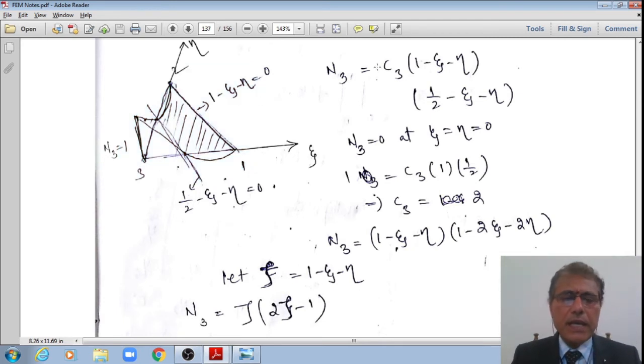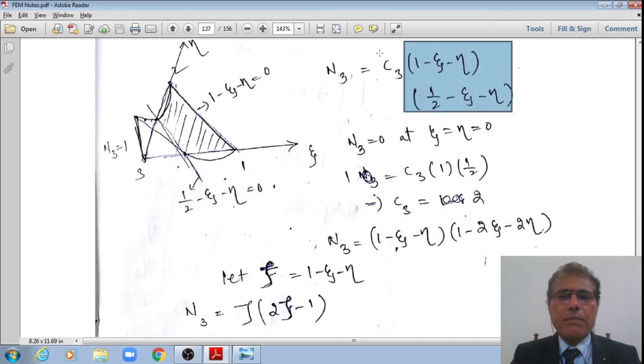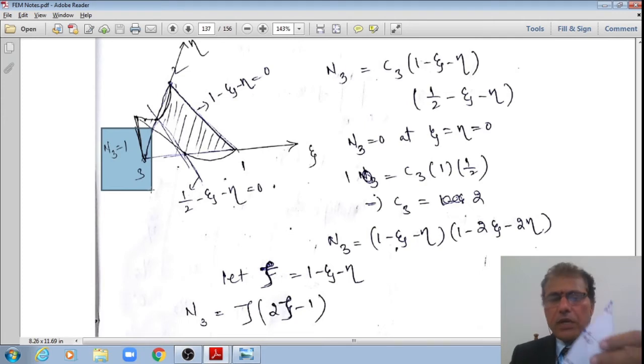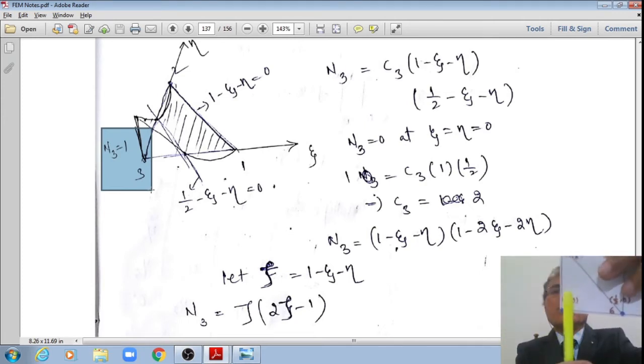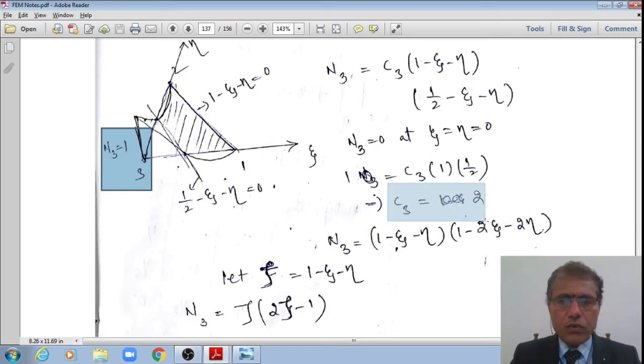Then if you understood that, I'll take the shape function n3 as a product of these, that it becomes 0 at zeta is equal to 0, where zeta is equal to 1 minus xi minus eta, as well as it becomes 0 at zeta is equal to half. The equation of this line is zeta is equal to half. Therefore, half minus zeta as a product of these two lines multiplied by C3. But this n3 is equal to 1 at its own node. That node value is equal to 0, 0. By substituting that, now I'll get C3 is equal to 2.